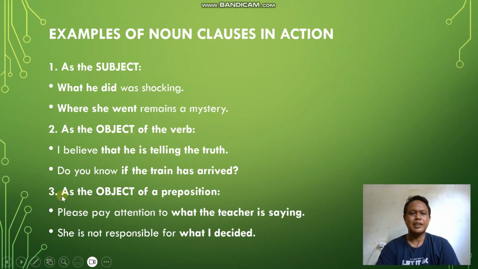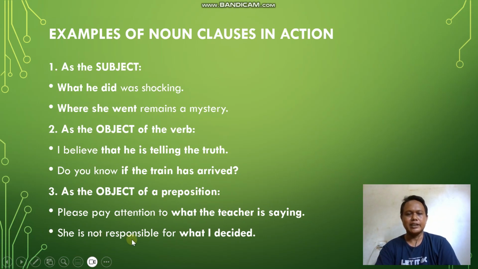Third, as the object of a preposition. Example: please pay attention to what the teacher is saying. "Attention to" has a preposition. So, after the preposition, "what the teacher is saying" is the object of the preposition.